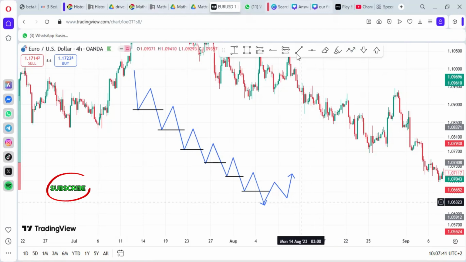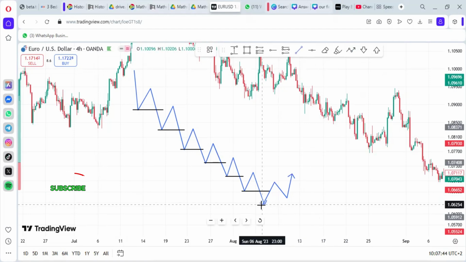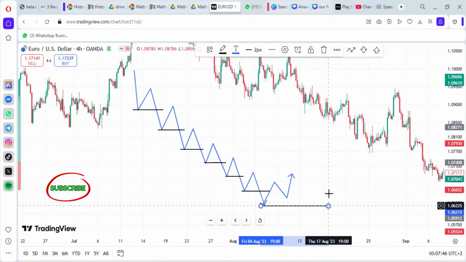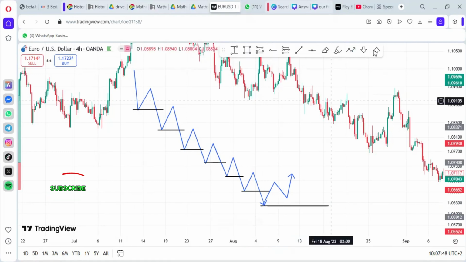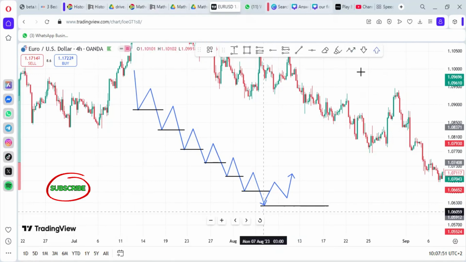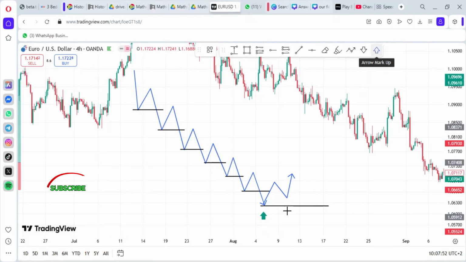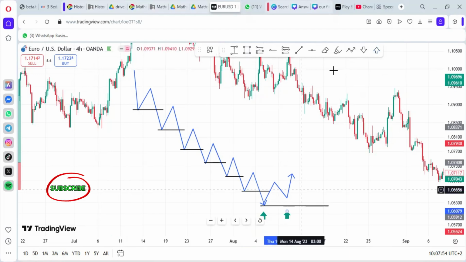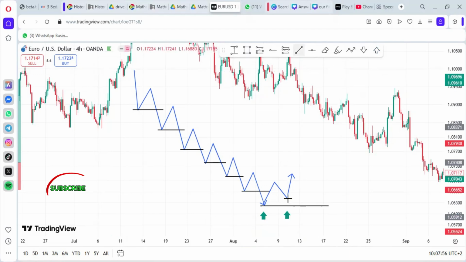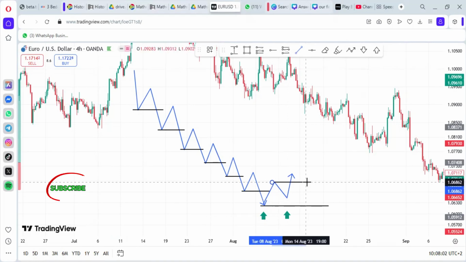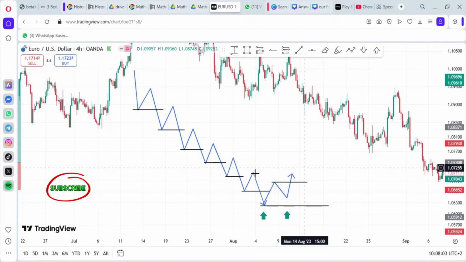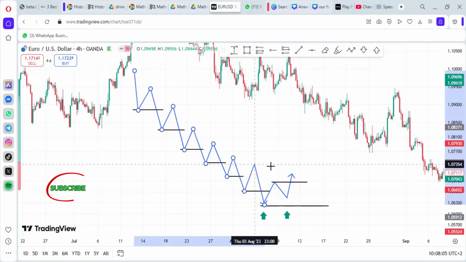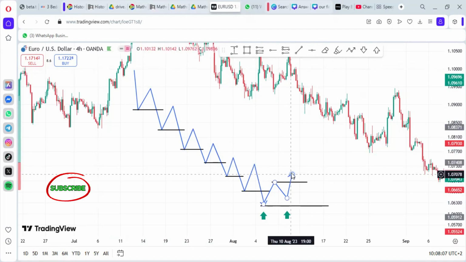The market failed to come and break this current low to create a new low, right? So the market is failing now to create a new low. But what it did was it went up to break this current high. So the minute it breaks this current high, what do I do? What I do is I will then mark my order block.